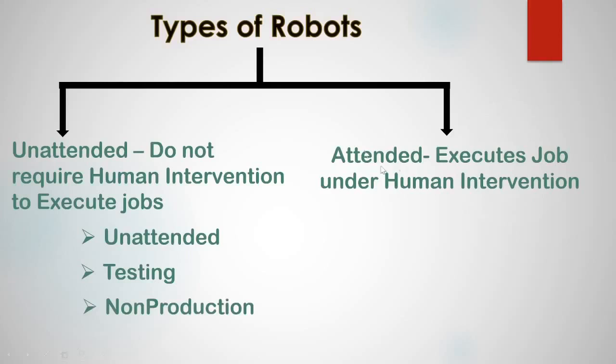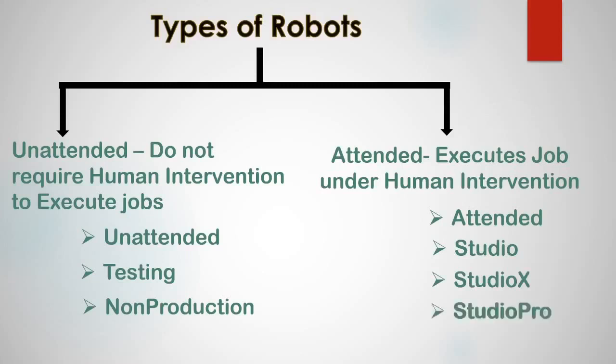Now, if I further categorize the attended robot, it is categorized as, first, attended, which works on the same workstation as the human and is launched as user events. Next in the list is Studio, which connects Studio to the orchestrator for development purposes. Next is Studio X, which connects Studio X to the orchestrator for development purposes. And the same we have for Studio Pro, which connects Studio Pro to the orchestrator for development purposes.